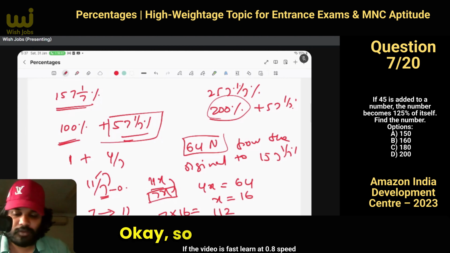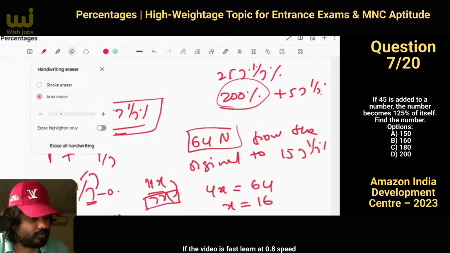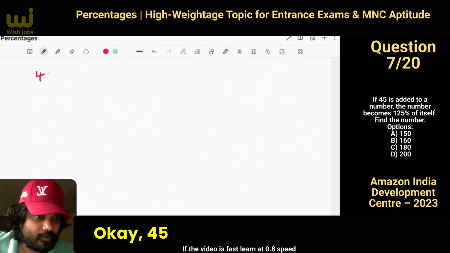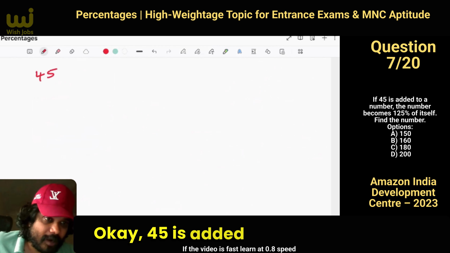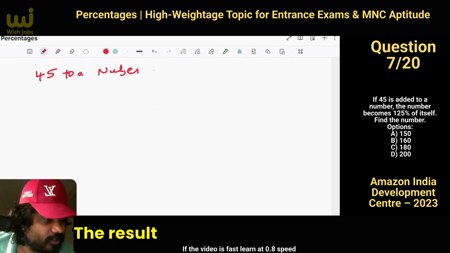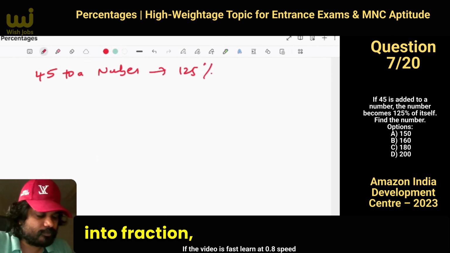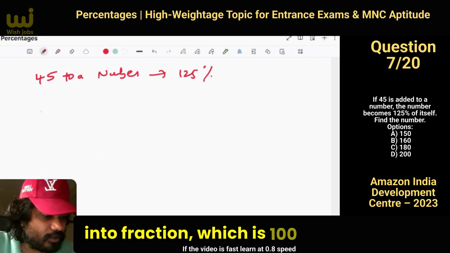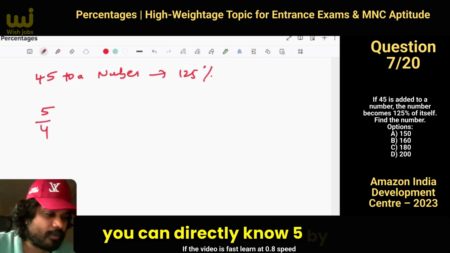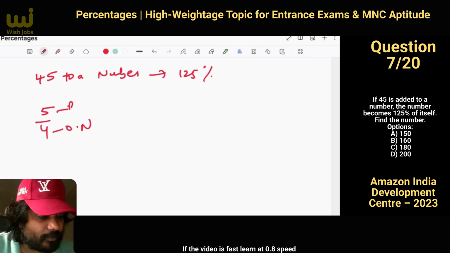Okay, so in this question, 45 is added to a number, and the result becomes 125 percentage. First, convert the 125 percentage into a fraction, which is 100 plus 25. You can write 1 plus 1 by 4, or you can directly know 5 by 4. So this is the original number, and this is the resultant.